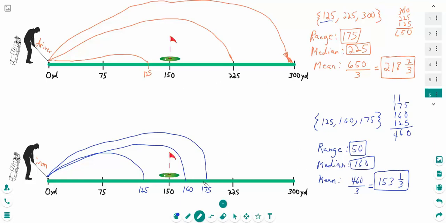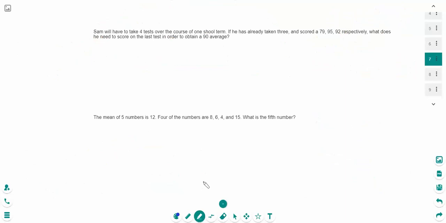Okay? Excellent. Moving on, there are just two things that I want to go over real quickly before the end of the class, and it has to do with two kinds of problems that you're going to be seeing in your assignment book. So let's start with the first one. This one's pretty straightforward. Actually, they're both pretty similar. Sam will have to take 4 tests over the course of one school term. If he has already taken 3 and scored a 79, 95, 92 respectively, what does he need to score on the last test in order to obtain a 90 average?